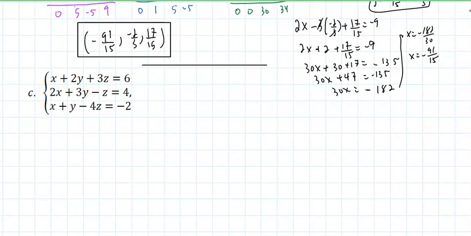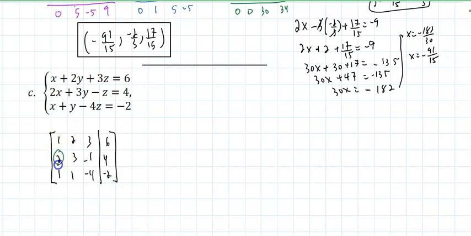Okay, continuing on. If I write this now: 1, 2, 1, 2, 3, 1, 3, negative 1, negative 4, and a 6, 4, and a negative 2. So my first goal is to make this a 0 and this a 0. Well, let's see. Let's use colors like we did on the previous.